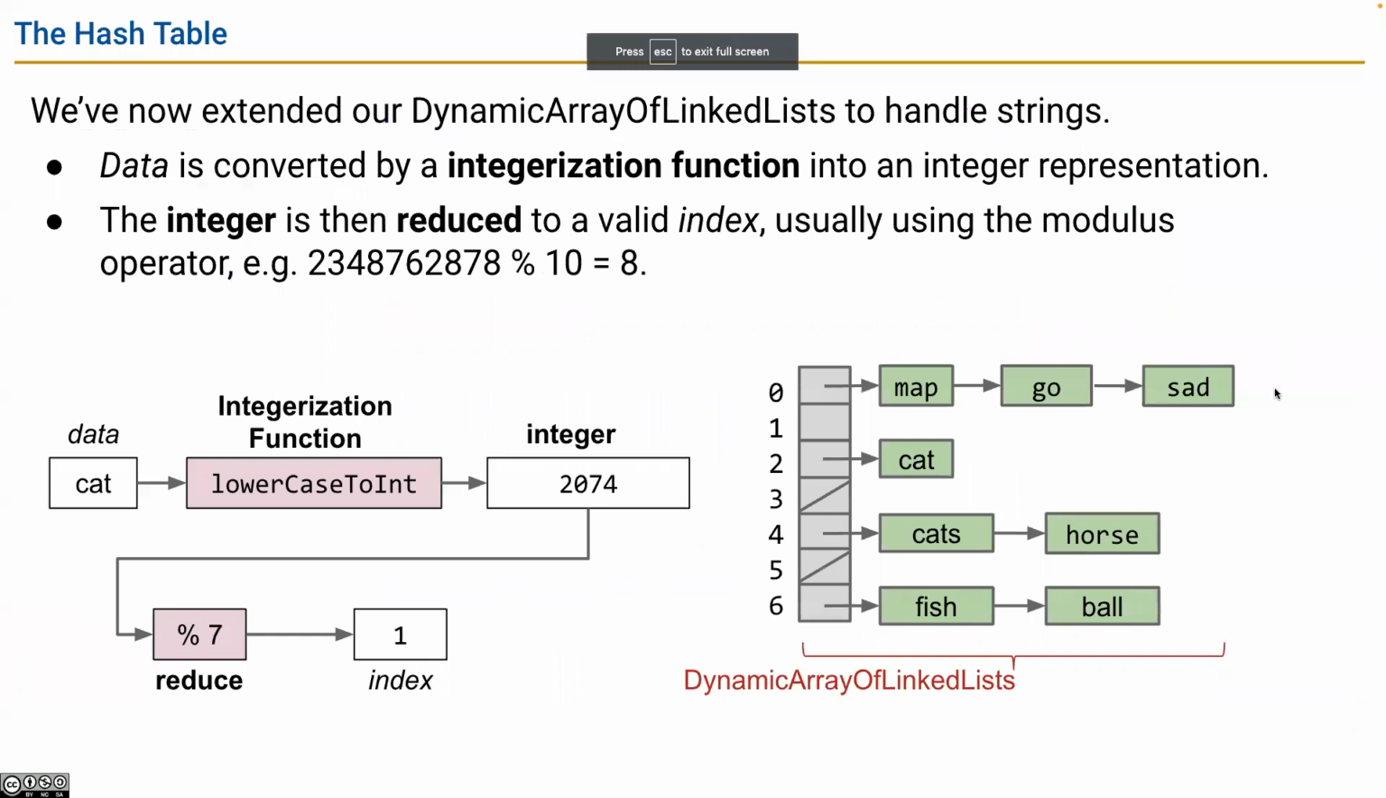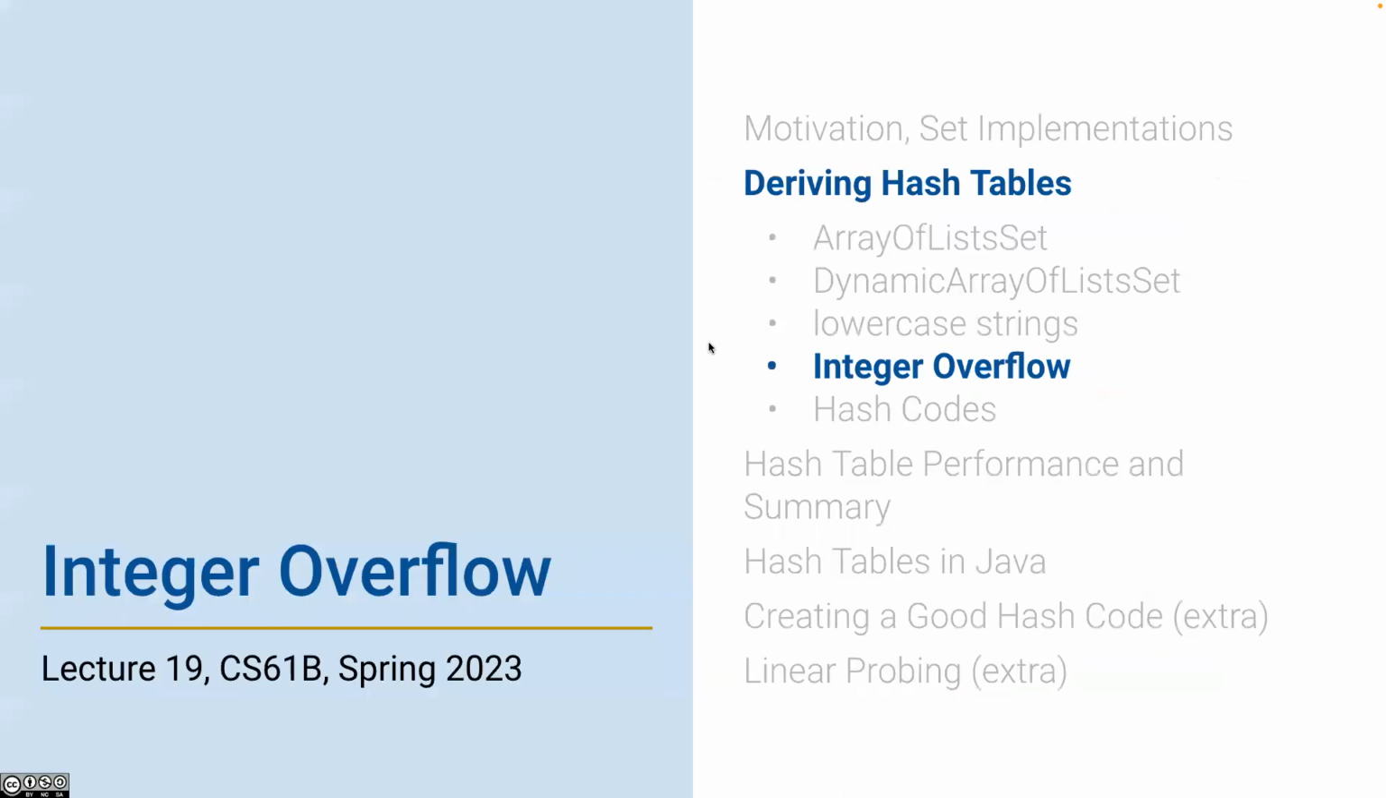It's almost there. The integer is then reduced to a valid index, which we usually do with the mod operator. So for example, cat is in bucket 2 because 2074 mod 7 is 2. These ones are wrong, but don't check. Okay, anyway, I'll fix them later. All right, almost a hash table.